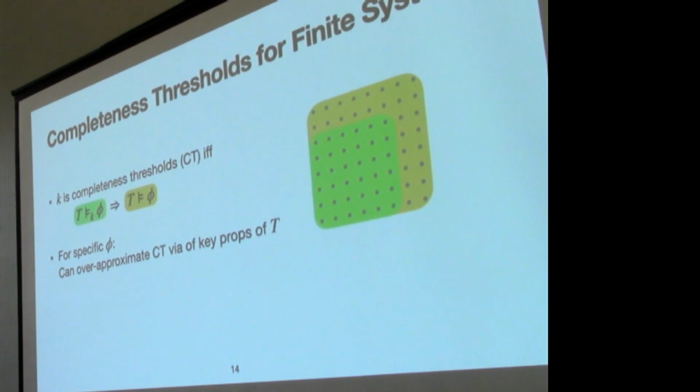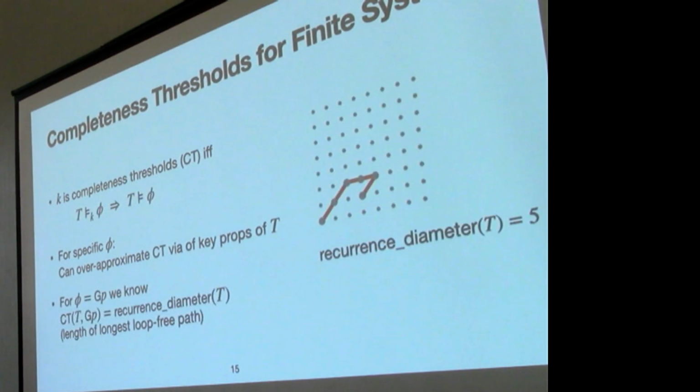And therefore, what people did is basically they studied very specific families of formulas and derived over approximations for these families of formulas. And they usually express their over approximations in terms of key properties of the transition system. So for example, if we get back to our property GP, then we know that the recurrence diameter is a completeness threshold. And the recurrence diameter here is the length of the longest loop-free path in our transition system.